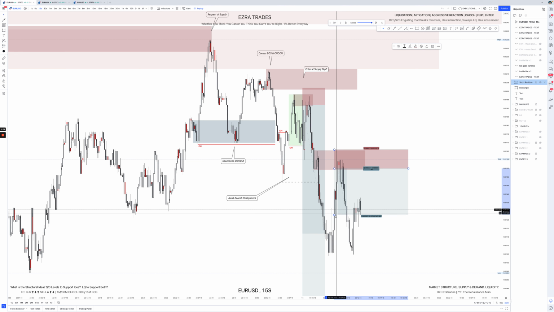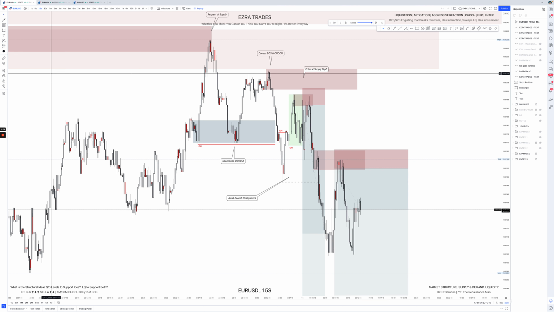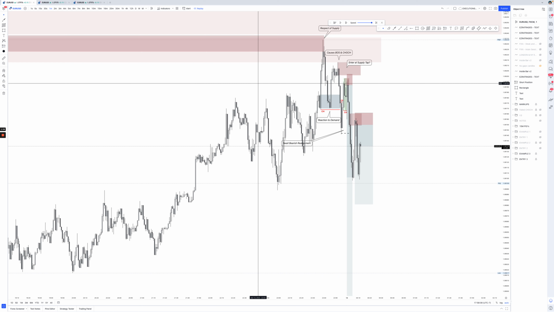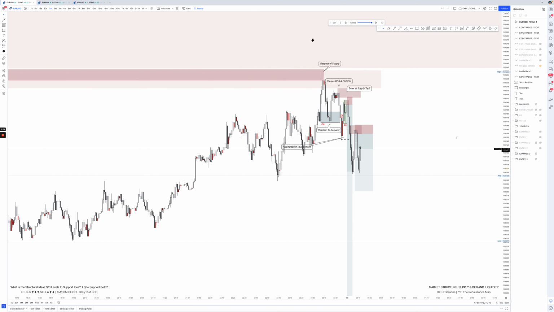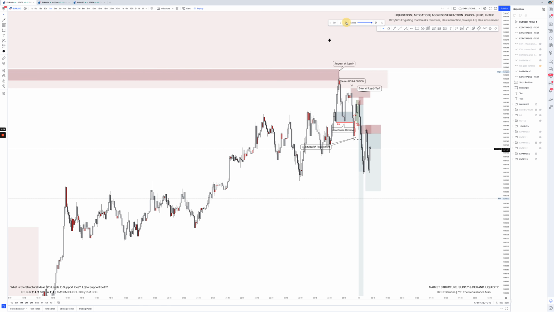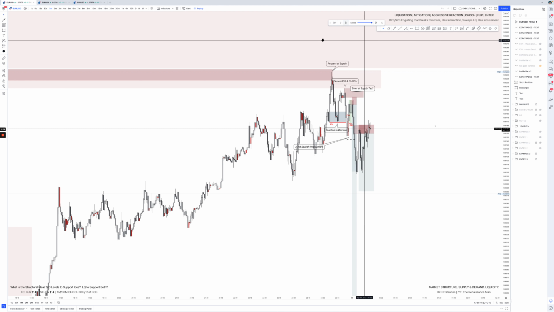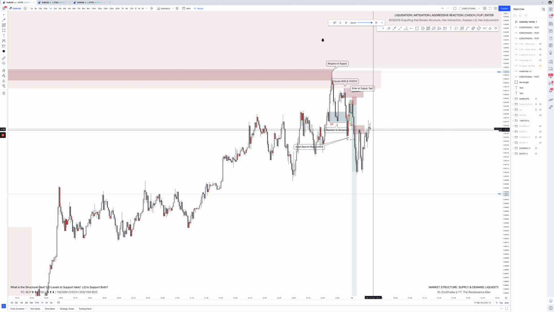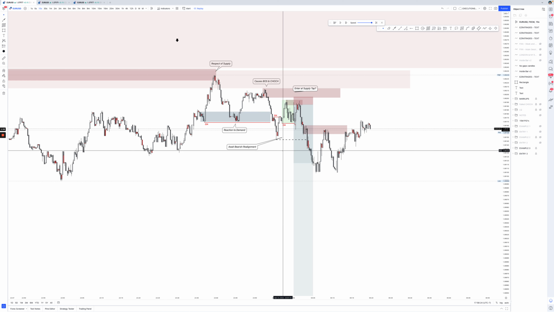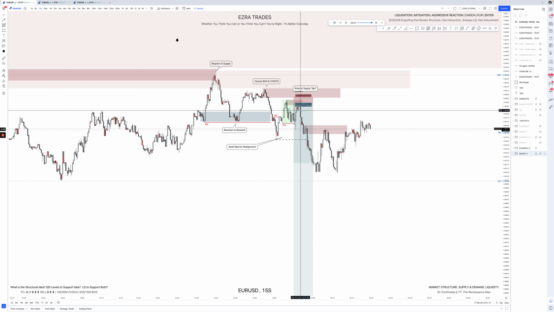Awesome. Let's just carry this one in. Let's go back to the 1 minute. We're looking to break the structure. Price comes back into it. Oh, that one got wicked out. All right, so that one didn't work out. Did price come back into the other point of interest? I don't think so. No, the other one would be up here. Let's see if it comes up to that.